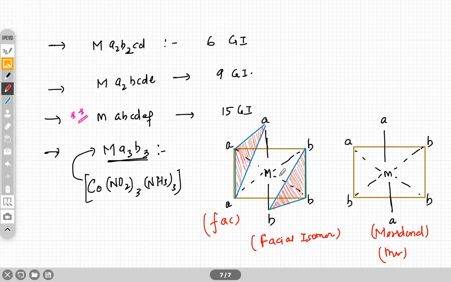But here NO2 is an ambidentate ligand. Whether you write it here or not, NO2 has the tendency to behave as an ambidentate ligand, but here nitrogen is the donor. If it is oxygen, then it would be written over there as ONO, not NO2.